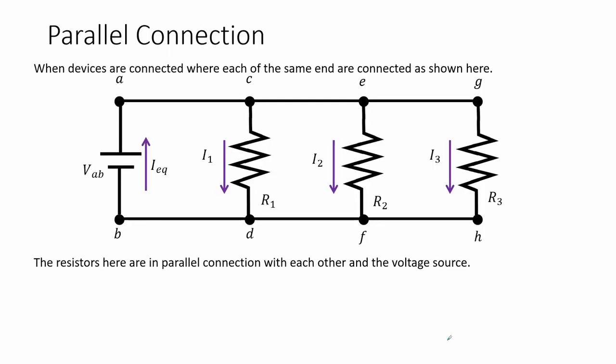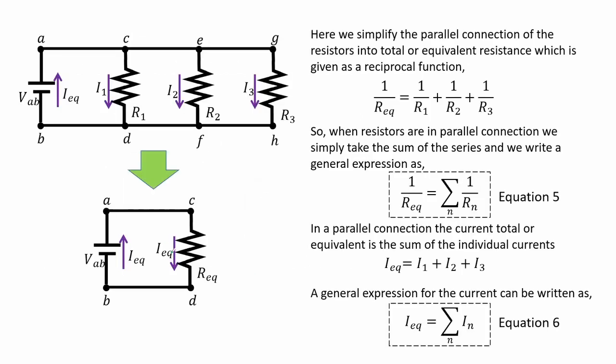When devices are connected where each of the same ends are connected as shown here, the resistors here are in parallel connection with each other and the voltage source. Here we simplify the parallel connection of the resistors into total or equivalent resistance, which is given here. So when resistors are in parallel connection, we simply take the sum of the reciprocals and we write a general expression as shown in equation 5.